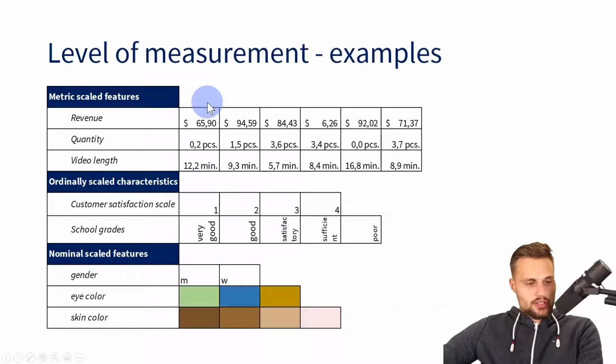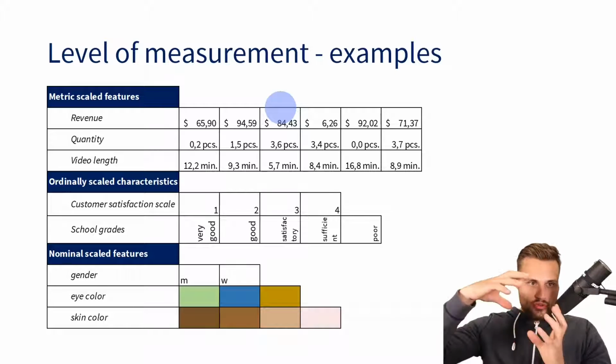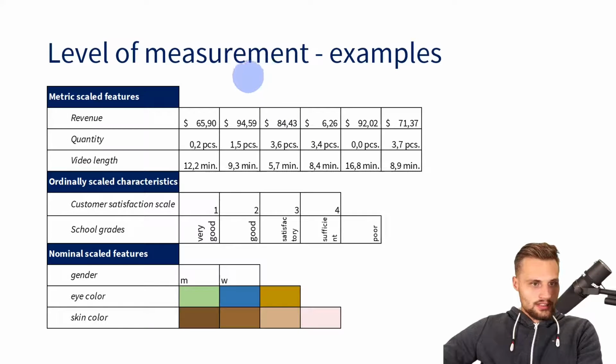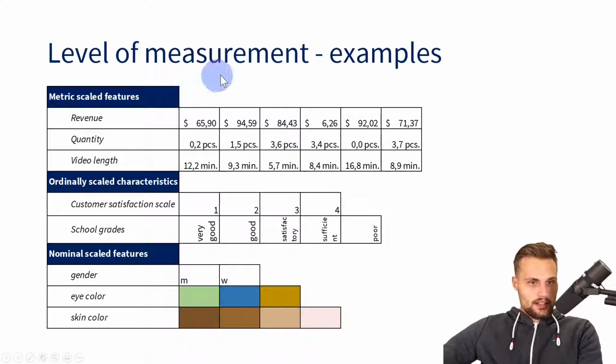So for instance, I could have $65.9. I could also have a revenue of $94.59 or $84.4 and so on. And as you can see, I can create a ranking. So I can say that the $90 is higher than the $60. And I can also say the $6 is smaller than the $70.